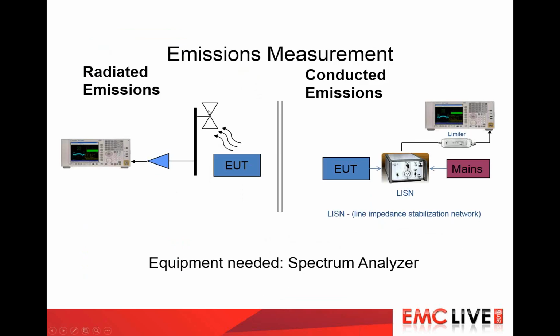So for the measurements we're making, radiated emissions, you have to use a spectrum analyzer. Conducted emissions, you use a spectrum analyzer and a LISN to do the measurements. You can put a limiter on there so you don't have a spike come in when you turn your device on, pulling power. So that's why the limiter's on there.